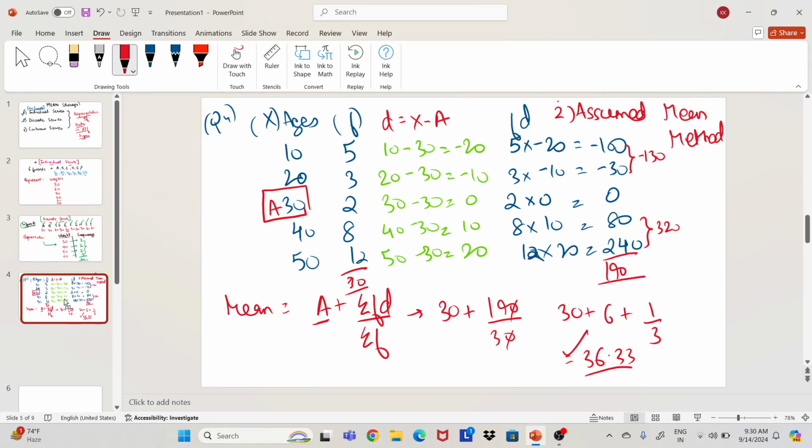Now there is one more method, the step deviation method. I'll not explain this in the same video. I'll explain it in some other video if you comment. So let's go on to the last series.